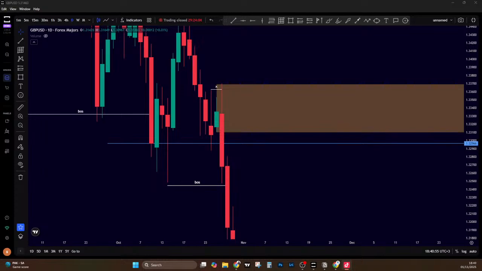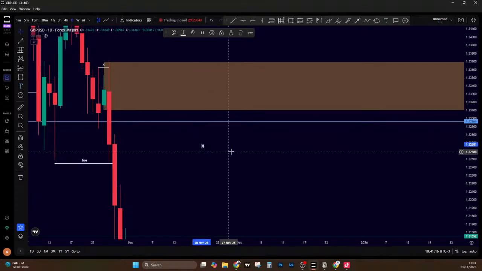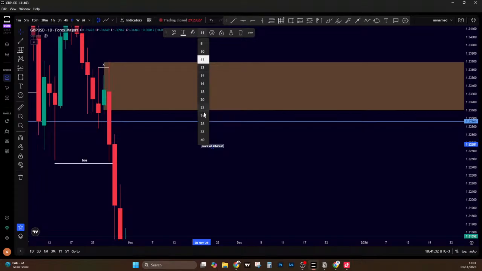Someone is asking me to explain the difference between an order block and a POI. An order block is actually a POI. A POI is what we call a point of interest. There are many points of interest. I'll talk about three for now.